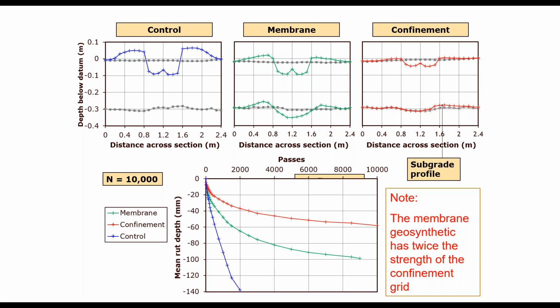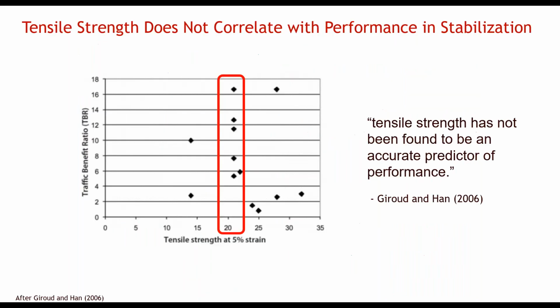In 2006, Drew and Hahn published this chart as part of the discussion enclosure related to their design method for unpaved roads, clearly indicating that strength is not an indicator of performance. The vertical axis is traffic benefit ratio, a measure of the performance of geosynthetics in a road structure. The horizontal axis is the tensile strength of the geosynthetics. There is clearly no relationship between strength and performance.